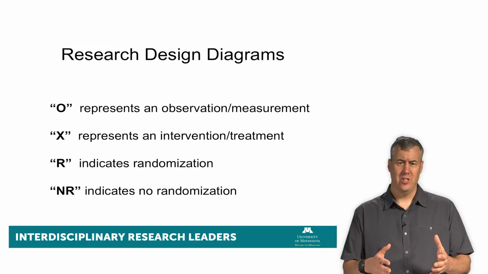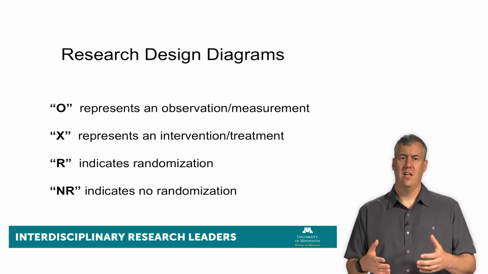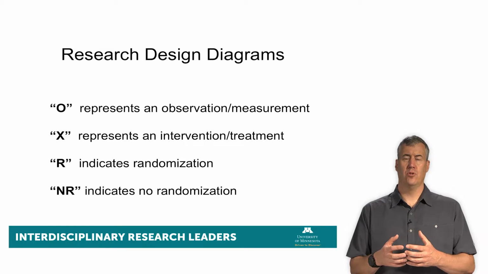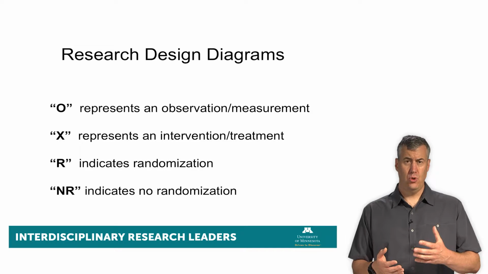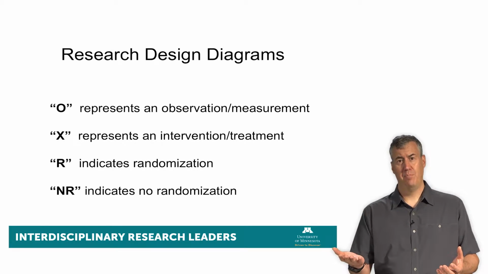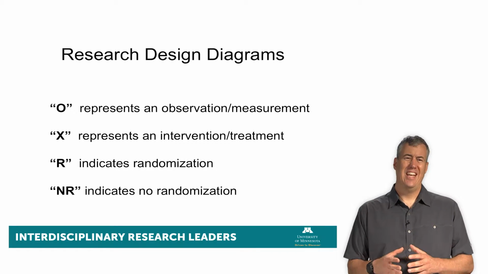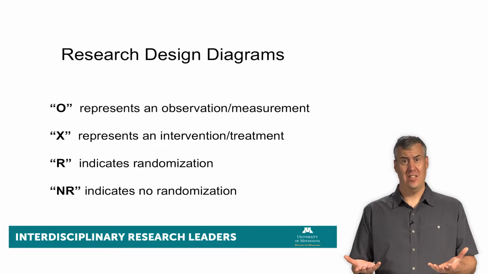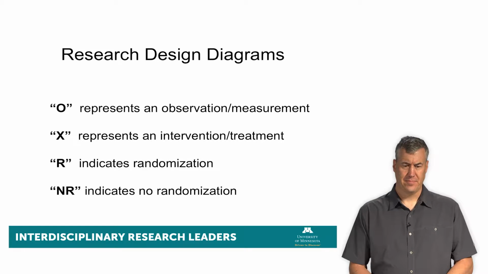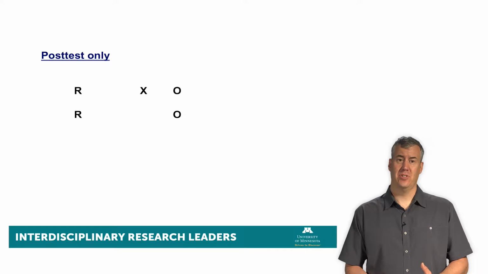We changed the policy, we gave more fruits and vegetables to the people, we did this, we did that. That's the X. The R represents that we were able to randomize people to the experimental condition or the control/comparison condition. So the R is randomization, and the NR, N as in Nancy, NR is for not randomized, and that'll be clear. Our very first type of experiment is perhaps the simplest.